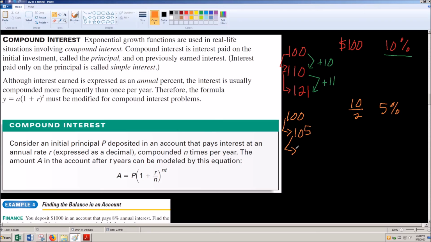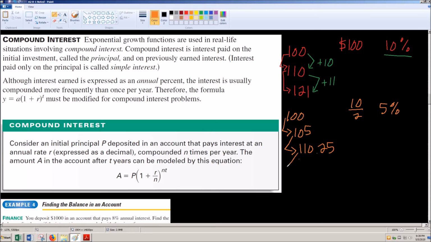105 times 1.05, here we get 110.25. So right now we already see we've earned more just from having this thing compound more frequently. So I'll say it one more time. If this is happening on an annual basis, at the end of the year, I'm getting my 10%. Cool, I'm happy with that. But if I have a choice, whether it's going to earn 10% annually or 10% semi-annually, I'm always going to choose the semi-annual. The more frequently that this compounds, the faster the interest is able to grow on itself.